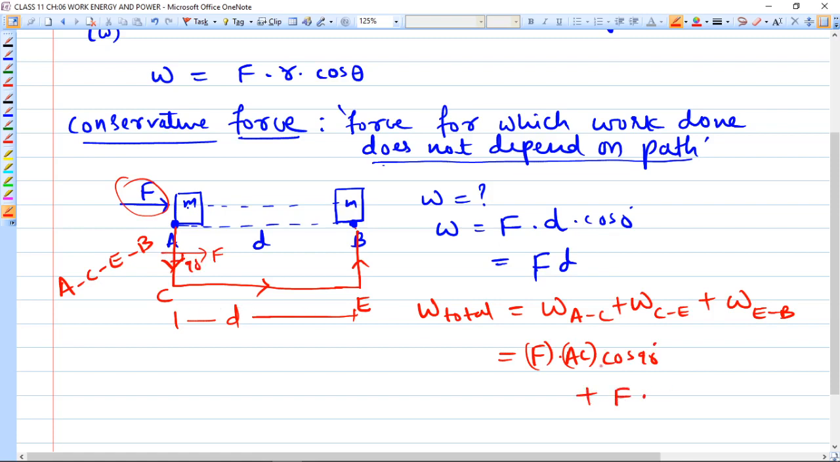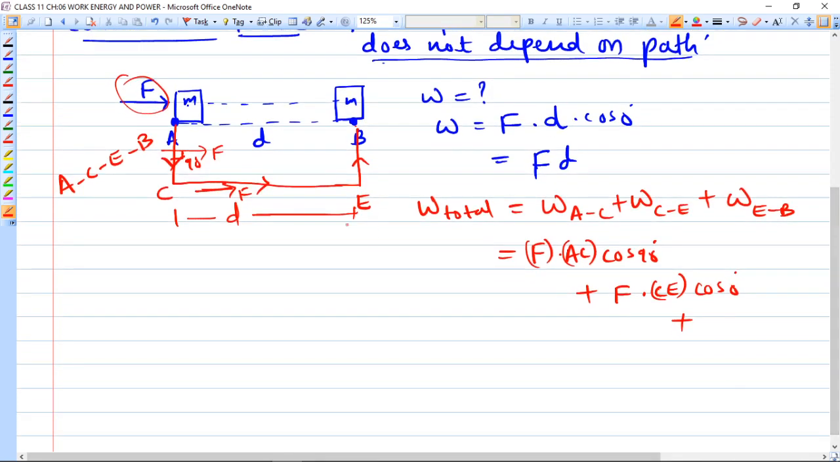the work from C to E. Here also force applied is in the same direction, F, so here cos 0 degree, plus F into EB into cos 90. Why? Because force applied is in this direction and displacement is in this direction. So what is the angle between them? 90 degree. So cos 90 is equal to 0. I think you know. So this work done will be 0.